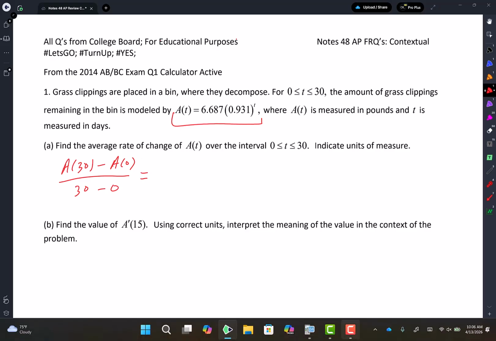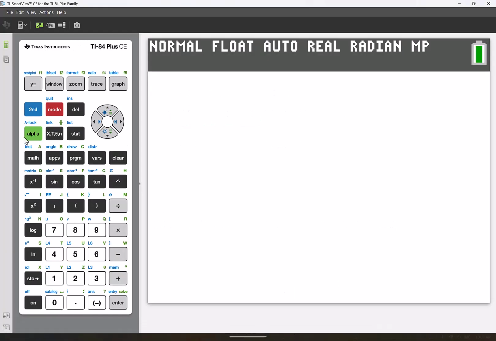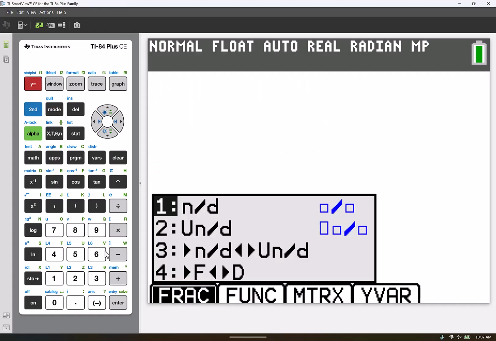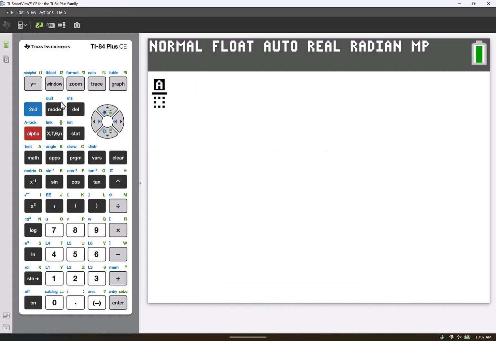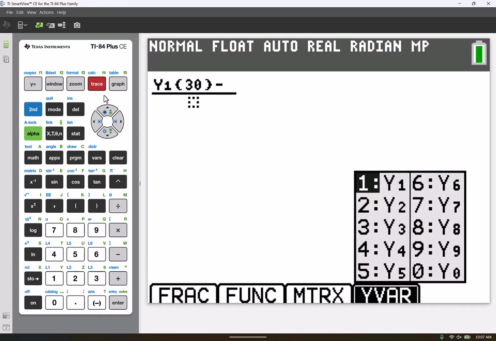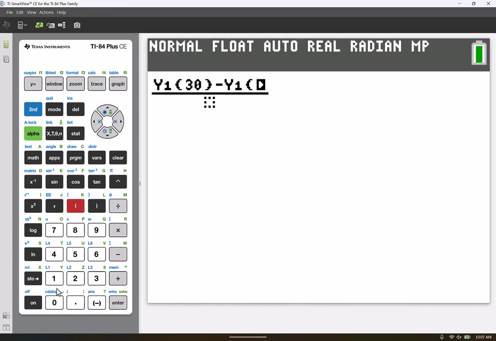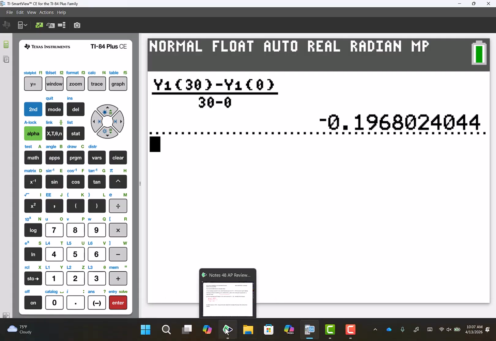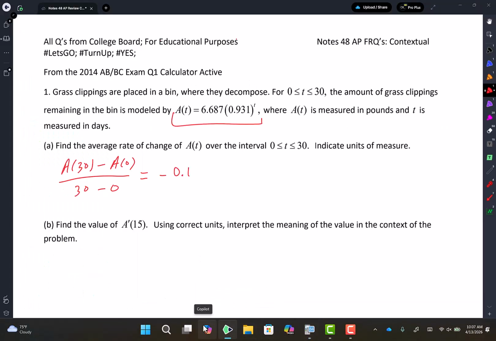Take your calculator. I would do this in the calculator, guys. I would go alpha y equals to have that little fraction thing so you don't ever mess up. Push enter. Oh, man. Second quit. Alpha y equals, enter. There it is. And then I go alpha trace y1, evaluated at 30, so put the 30 in there, minus alpha trace y1, plug in a 0, all over 30 minus 0, which is just 30, right? But I'm putting the 30 minus 0 anyways. And there it is.